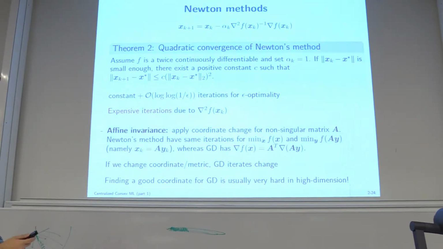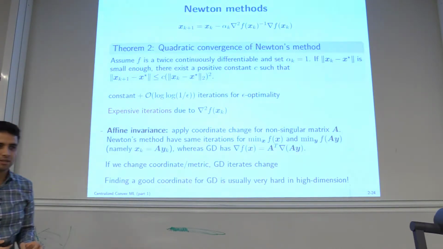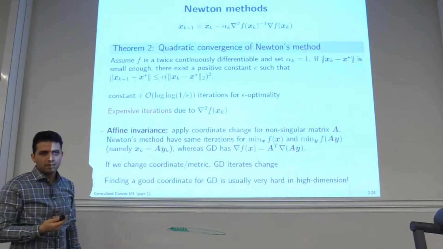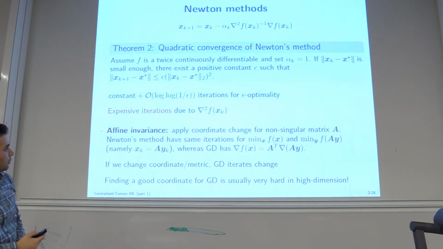Okay, what is the problem? The problem is just expensive iterations. Every iteration you're going to need to find the Hessian and then take the inverse of that Hessian. If the dimension of the data is huge, finding the Hessian is still hard, but finding its inverse is going to be so complicated. So that's why in large scale optimization, in some cases, not all, we are not using that approach, okay. Another very good property of this is affine invariance.